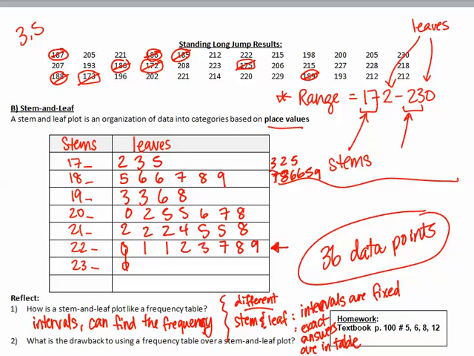So number 2, what is the drawback of using a frequency table over a stem and leaf plot? Well, the drawback of using a frequency table, again, is that we lose the actual answers, or data points. We lose the values. We don't know what the values are anymore. Once you put them in a frequency table, they just now move into counts of how many times it occurs.